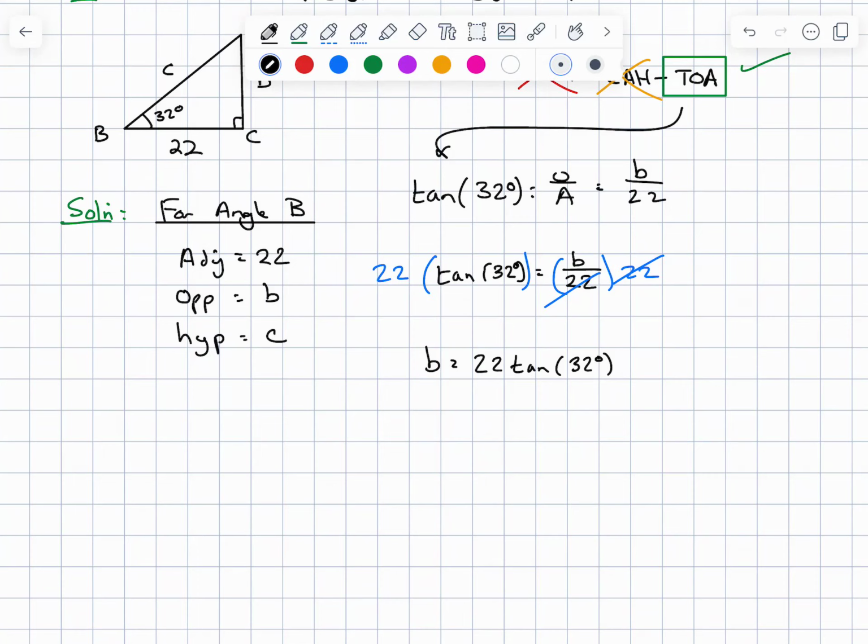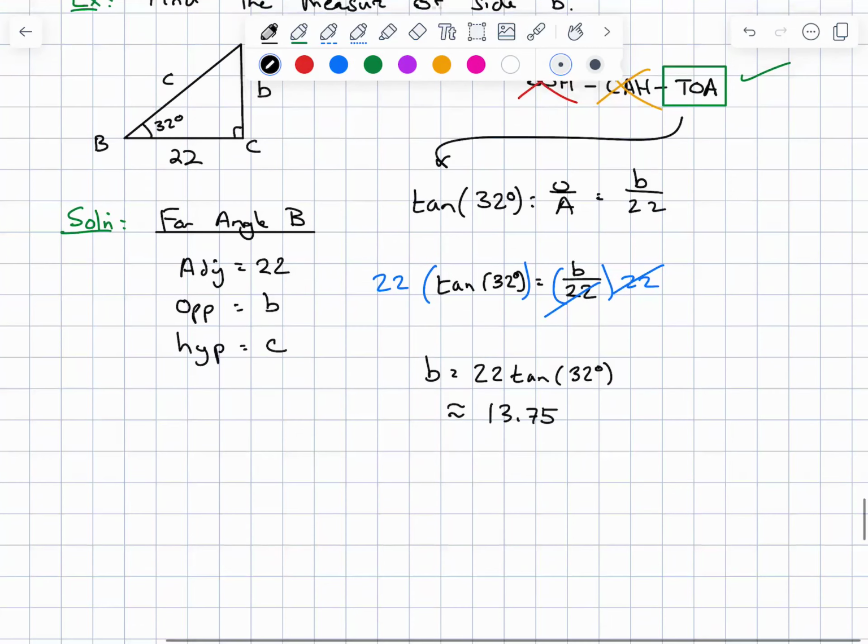So then I just need to plug this into my calculator. That's going to be 22 times tangent of 32 degrees. And you should get that b is approximately 13.7, or let's just round to 2 decimal places, 13.75. And since units were not specified, we don't need to write units. If units aren't specified, we can skip the units.